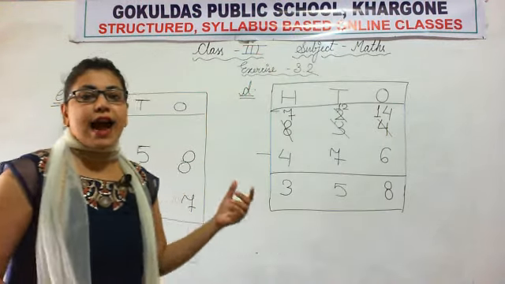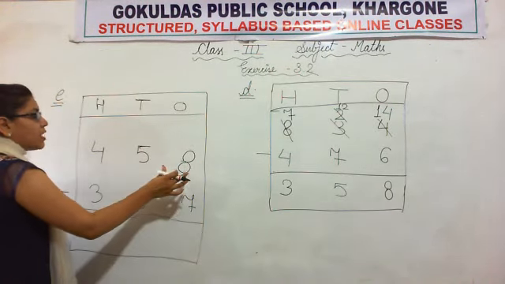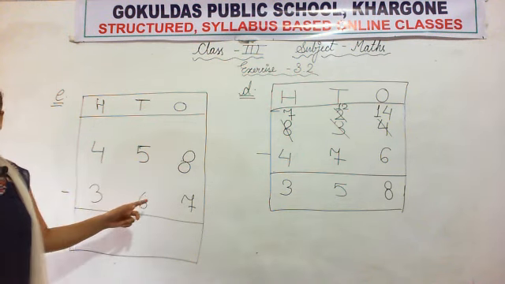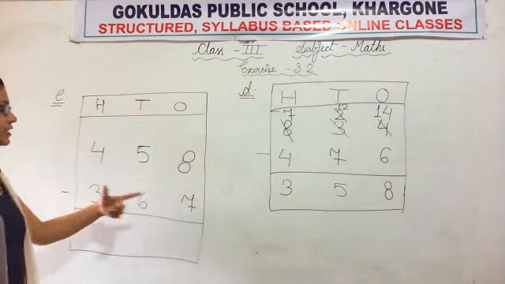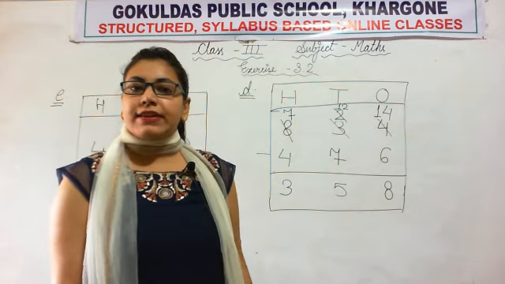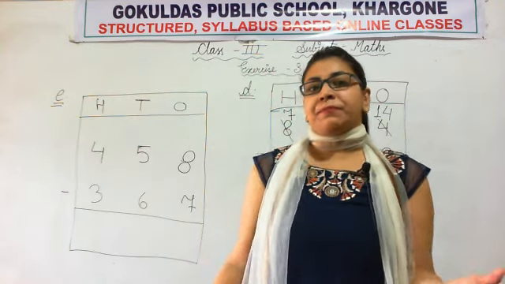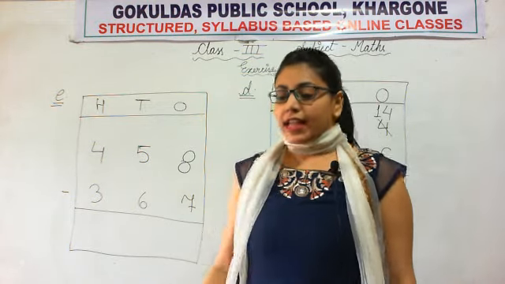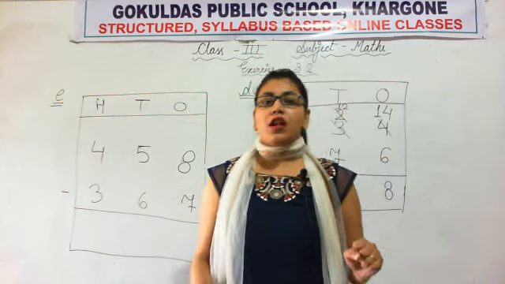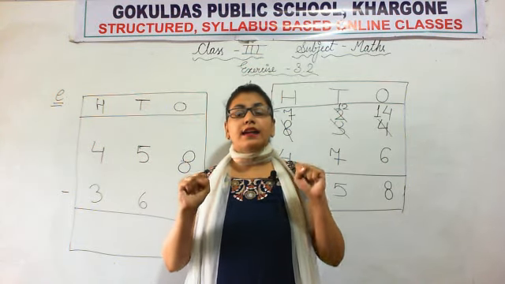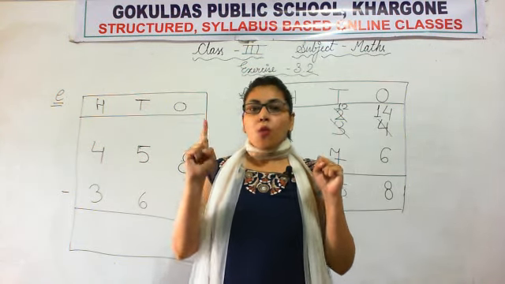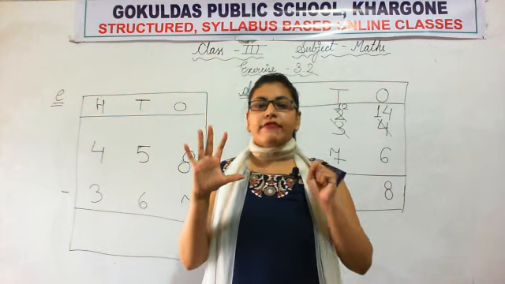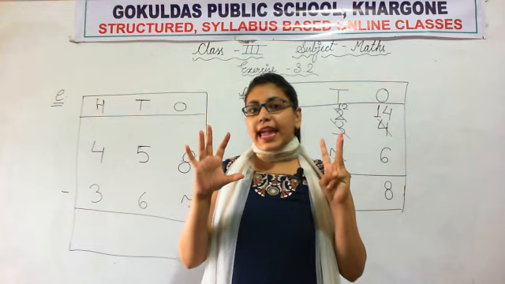So we'll start from ones, subtracting ones from ones. So 8 minus 7. Can we remove 7 from the 8? Yes, because 7 is smaller than 8. So let us remove 7 from the 8. First of all, we will count 8 fingers. Start counting with me. 1, 2, 3, 4, 5, 6, 7, 8.